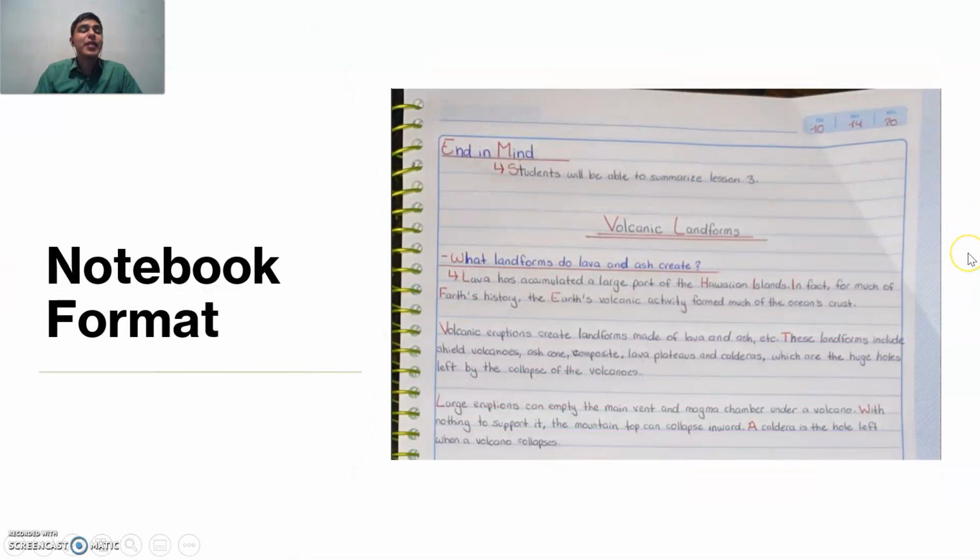I will also ask you to make a small summary in your notebook about the most relevant concepts that you can see in the topic. And in order to do that, you need to follow this notebook's format. Include the date, include the ending mind, include the title, and of course, the general text that you're writing about, okay?